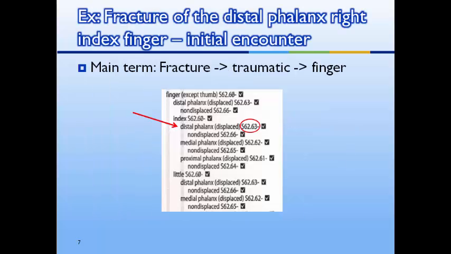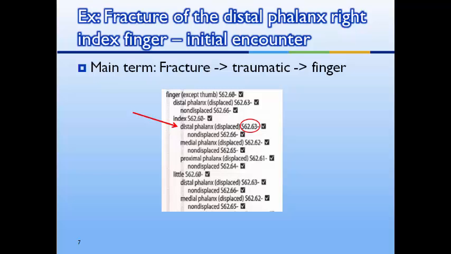So let's try coding. Here's an example we're going to code, the fracture of the distal phalanx right index finger initial encounter. We look in our alphabetical index under the main term, fracture, traumatic, and then finger, and here's an excerpt from the alphabetical index. You will see that there's so much more specificity in ICD-10, and so under finger we have index, or little, which we know it's an index finger, and then it gives us the phalanx, and we have distal.